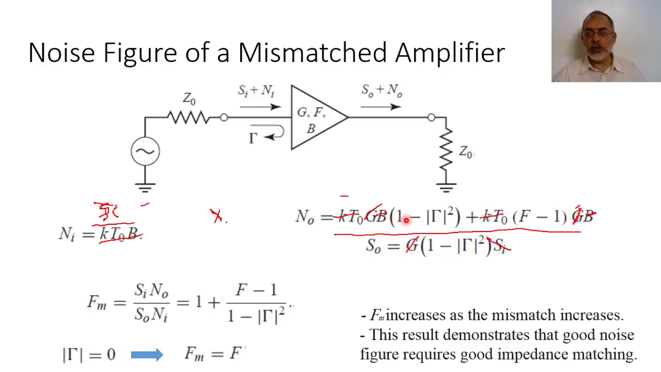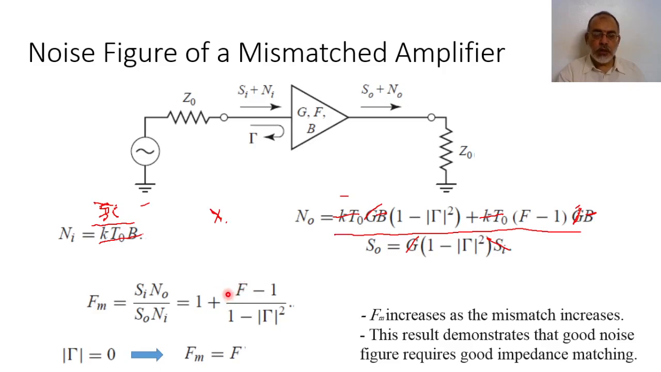This can be simplified as 1 minus gamma squared over 1 minus gamma squared is unity, and here F minus 1 over 1 minus gamma squared. So it can be noted here the obtained noise figure for the mismatched amplifier equals 1 plus F minus 1 over 1 minus gamma squared. The value of the reflection coefficient gamma is greater than 0 and less than unity. This means that the denominator here is less than unity. So, actually, we are multiplying this factor with a factor greater than unity.